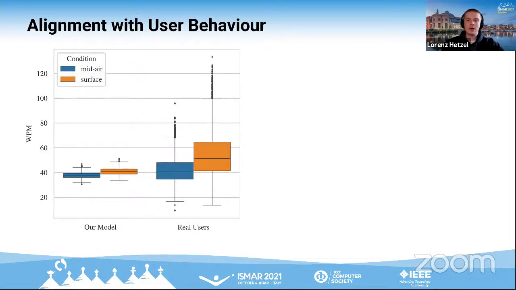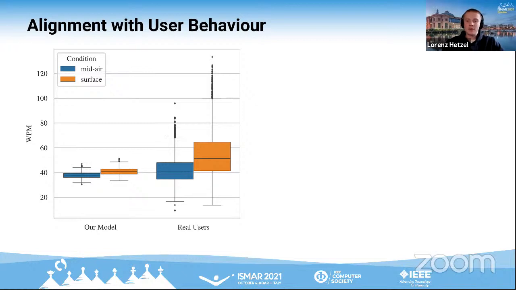Let's look at the actual alignment with user behavior. On the left, we have a box plot of words per minute. And as you can see, our model is quite well aligned with what we observe in the user study. That is to say that users tend to be slightly faster in surface aligned typing. This alignment is quite surprising if you don't think about it too much, because as I said, this model was never explicitly trained to approximate human behavior.